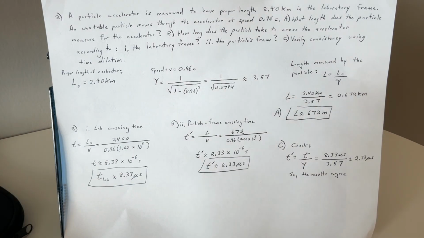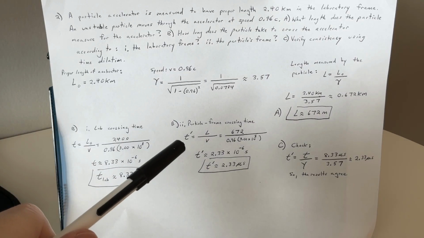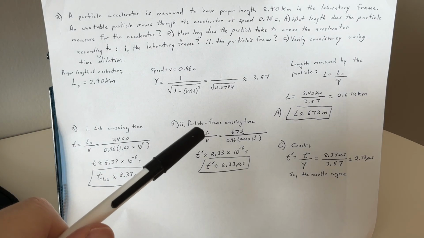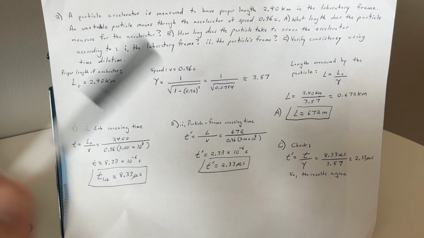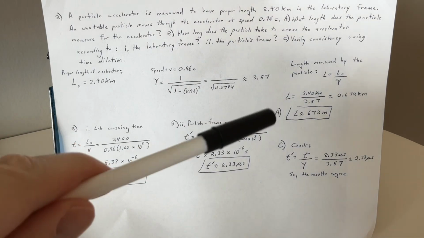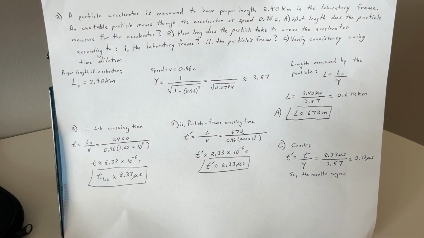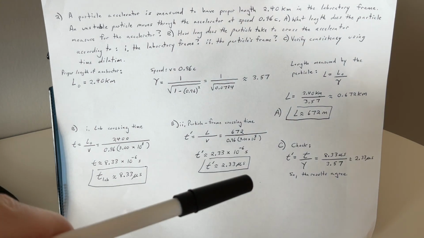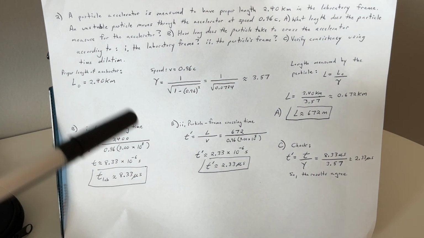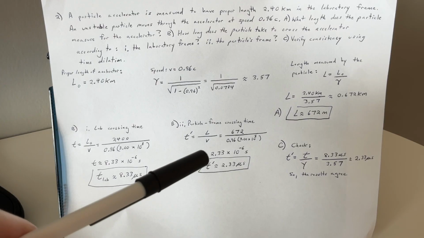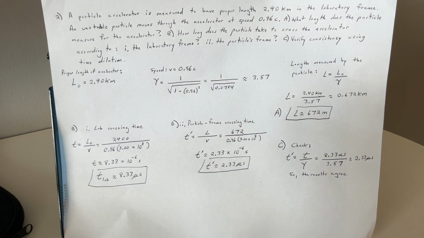And part two, particle frame crossing time. Now this is going to be t prime equals L over v, with 672 now, right? So that part A value is used in this part B2, divided by the same denominator as in part one, and that's going to give you t prime approximately 2.33 times 10 to the negative 6 seconds.